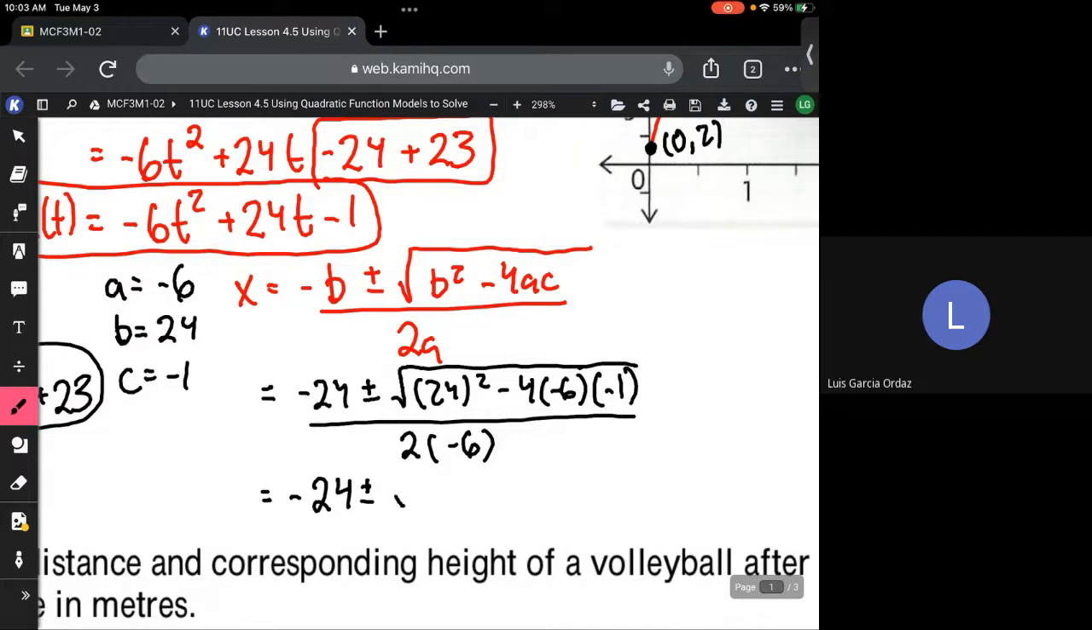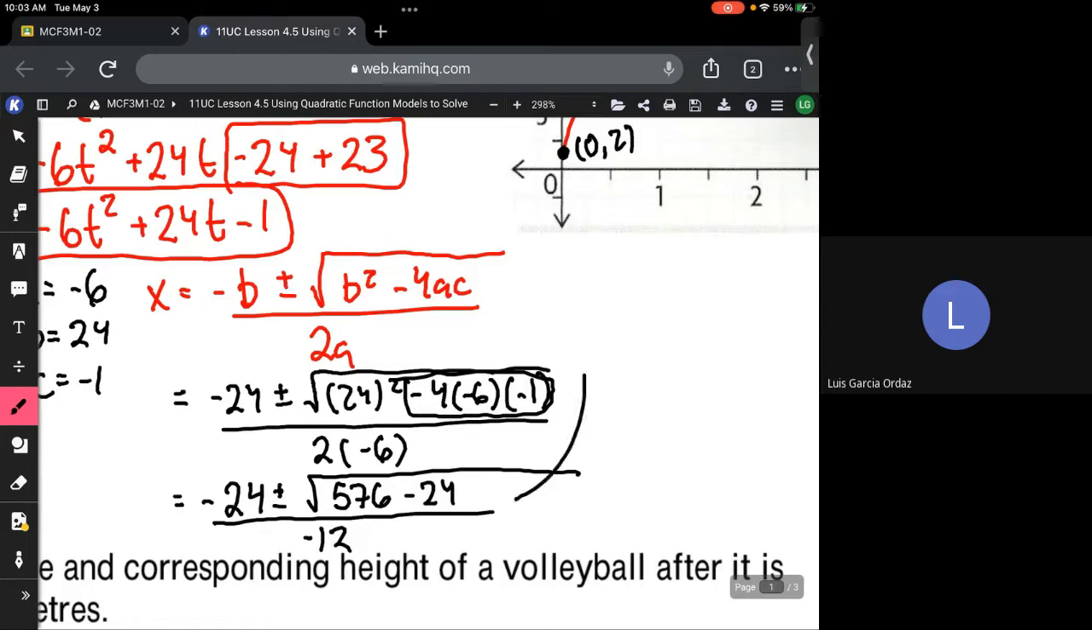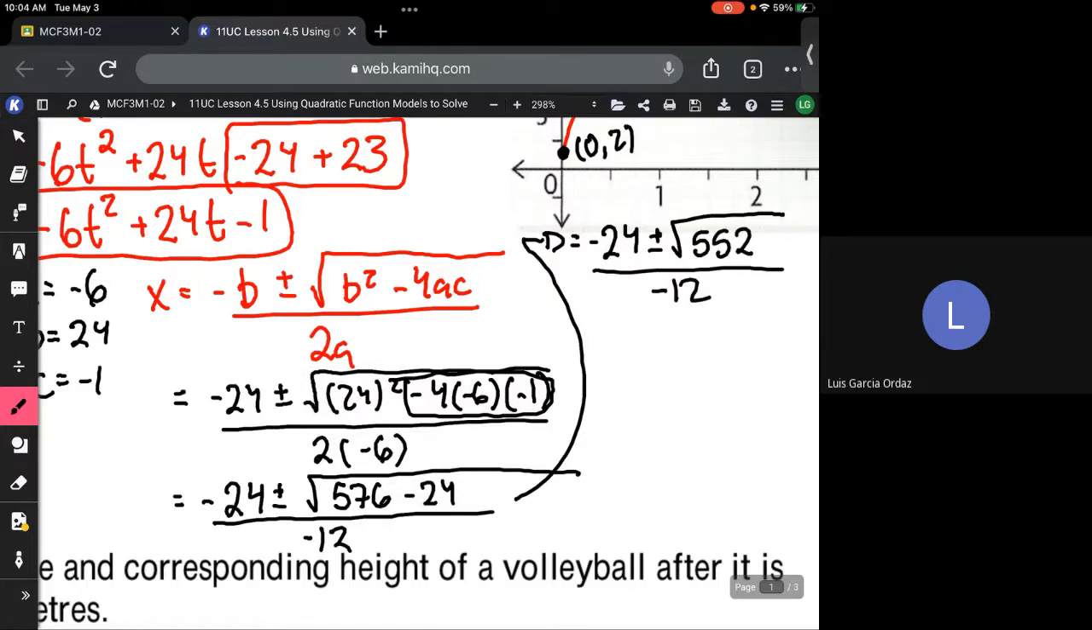So can someone tell me what 24 to the power of 2 is? 576. And what's negative 4 times negative 6 times negative 1? Thank you. And 2 times negative 6 is just negative 12. So this is going to be negative 24 plus or minus the square root of 576 minus 24, which gives me 552. Divided by negative 12. So again, we're going to have two answers.